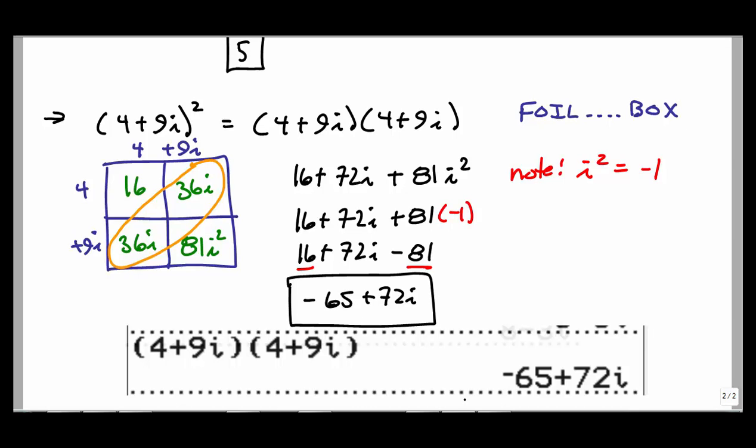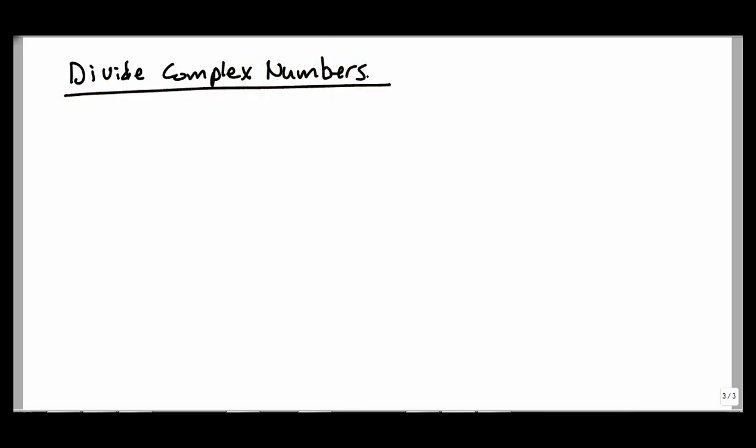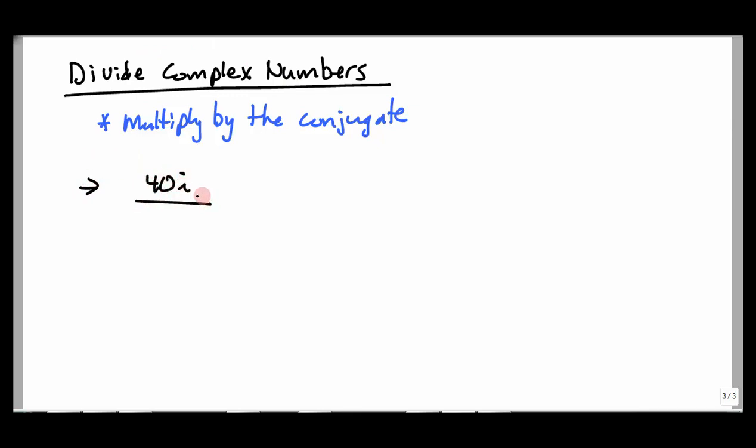Now we've looked at adding and subtracting and multiplying. The only thing we haven't looked at yet is division. So let's go ahead and look at dividing complex numbers. Now when you divide complex numbers, the process is really not what you think it would be. You end up actually multiplying by the conjugate to divide complex numbers. So the process here is to multiply by the conjugate. Now remember, we want everything in a plus bi form when we're working these problems. So let's start with a basic problem. Let's look at 40i over 3 plus i.